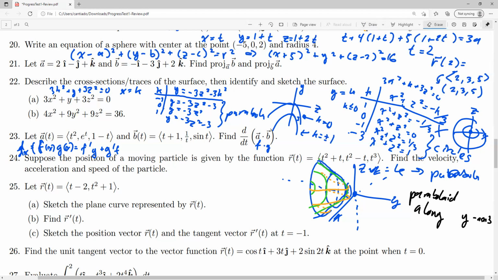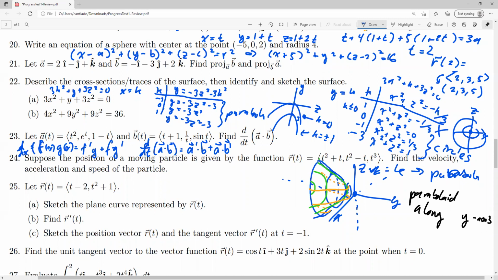So actually, let me rewrite it in a way that is more f times g prime. It's actually the same thing when you're doing dot products. So the derivative of the dot product is equal to the derivative of the first dotted with the second, plus the first dotted with the derivative of the second. So a prime dot b plus a dot b prime, that's the formula. Then from there, you just plug and chug. You just solve the whole thing.